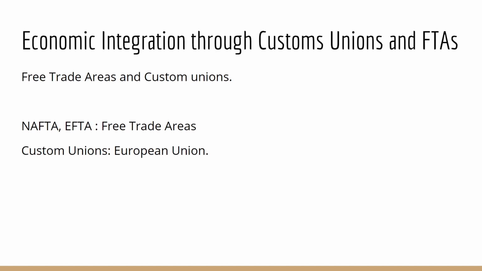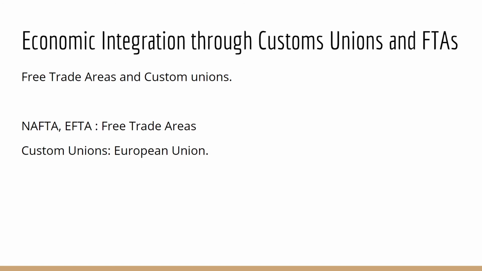Then you have the economic integration through custom unions and FTAs. Fancy words, basically means there are free trade areas and custom unions. What are examples of free trade areas? There's the North America Free Trade Agreement, NAFTA, and then there's the European Free Trade Association, EFTA. It basically means these are a group of countries that come together and decide that amongst themselves they create an inner circle of sorts, where you're my buddy, I'm your buddy, let's collaborate, and basically they have no trade restrictions amongst themselves.